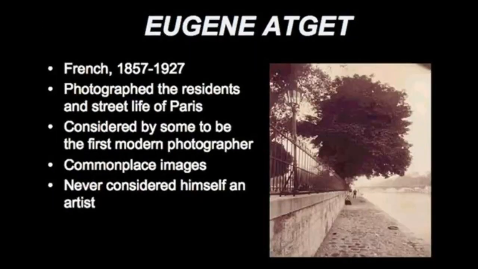Eugene Atget, Frenchman, lived until 1927. He photographed the residents and the street life of Paris. A lot of people consider him to be the first modern photographer, in that in his work he explored just commonplace images. As a matter of fact, he never really considered himself an artist. I think a lot of people would take issue with that designation.